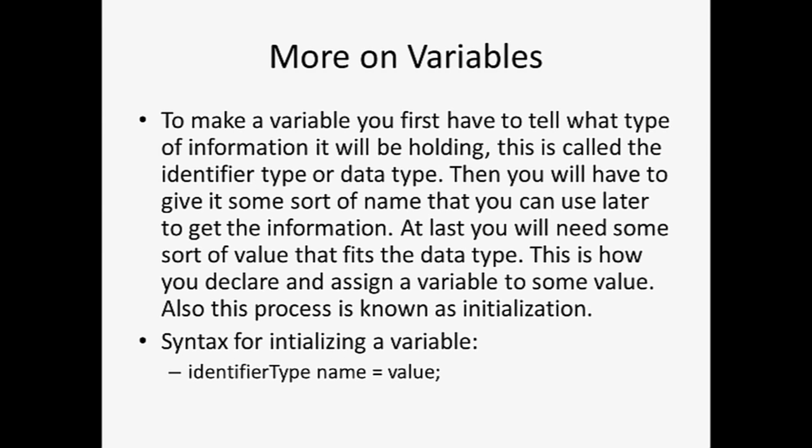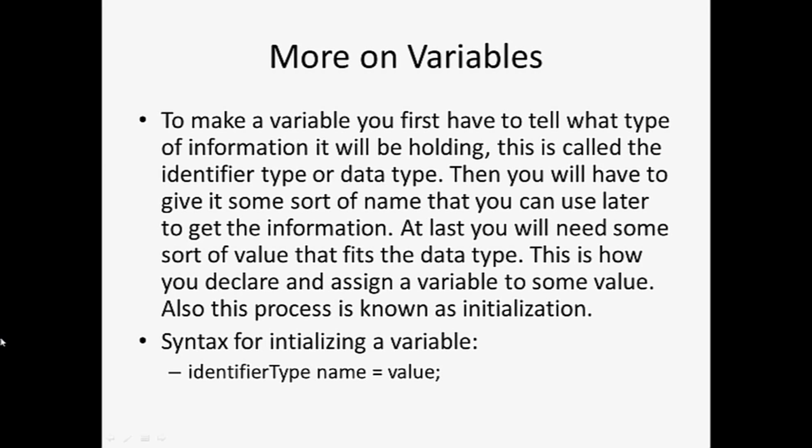So, more on variables. To make a variable, you first have to tell what type of information it will be holding. So this is the identifier type. Then you have to give it some sort of name so you could retrieve it. You have to use the name to retrieve that location in memory. And at last, you'll need to assign some kind of value that fits the data type. This process is known as initialization.